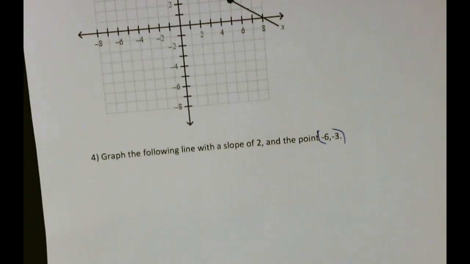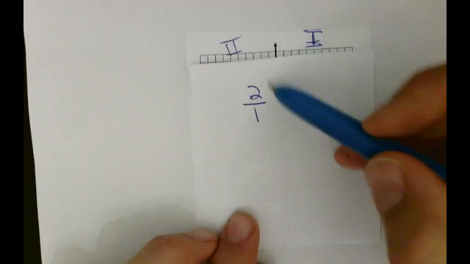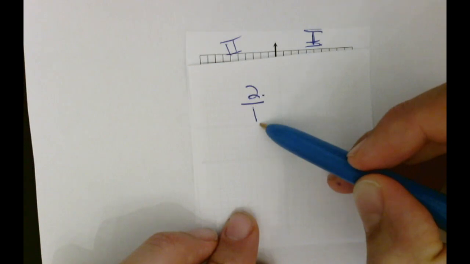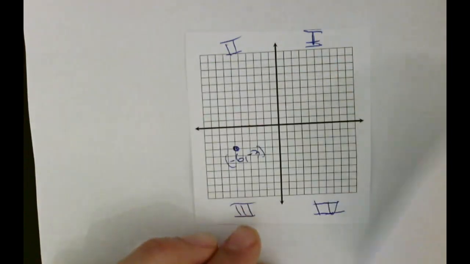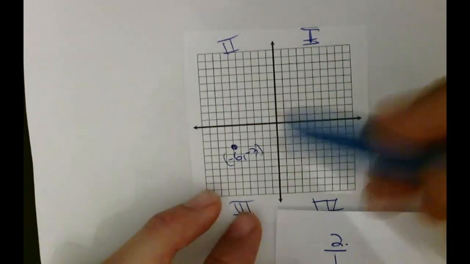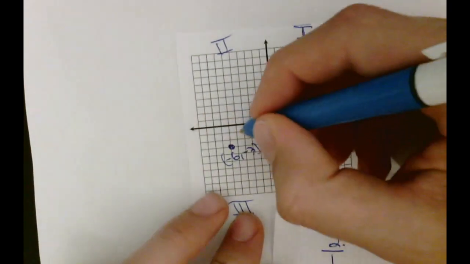Number 4 says, graph the following line with a slope of 2 and the point -6, -3. So I've already graphed the point -6, -3. And it's asking me to graph the following line with a slope of 2. So if you think about slope, it's a ratio of rise over run, where the rise is on top and the run is on the bottom. So our slope then is 2 over 1, because every number can be written over 1. So I'll start on my dot here by rising up 2 and then going over 1 and putting a dot.